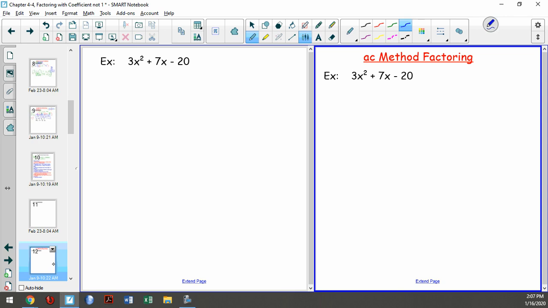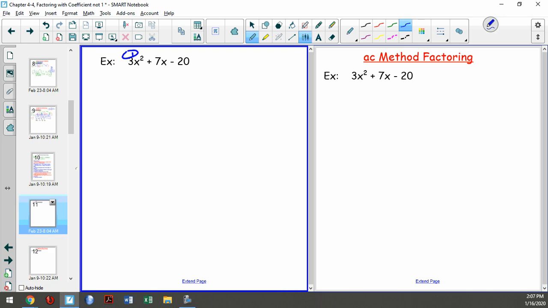I do not. So the very first thing you're going to do is break up 3x squared. So how do I break up 3x squared? What are my factors of 3? 1 and 3. Do I have any other choice? No. So I'm going to have a 3x and an x.